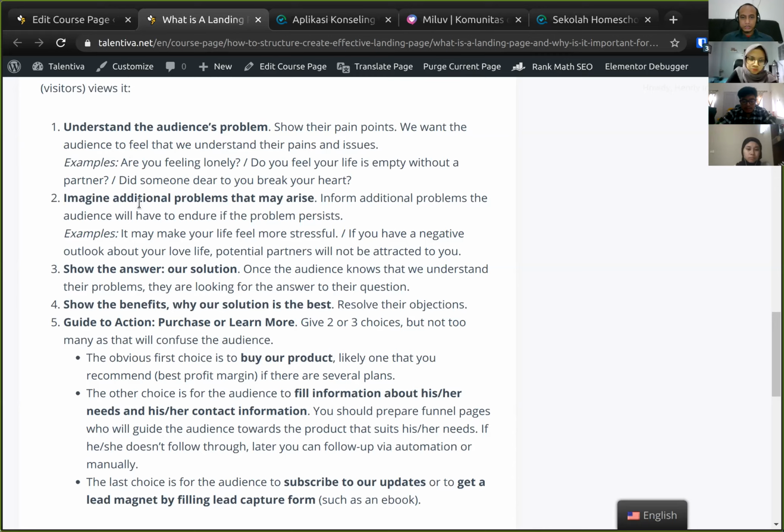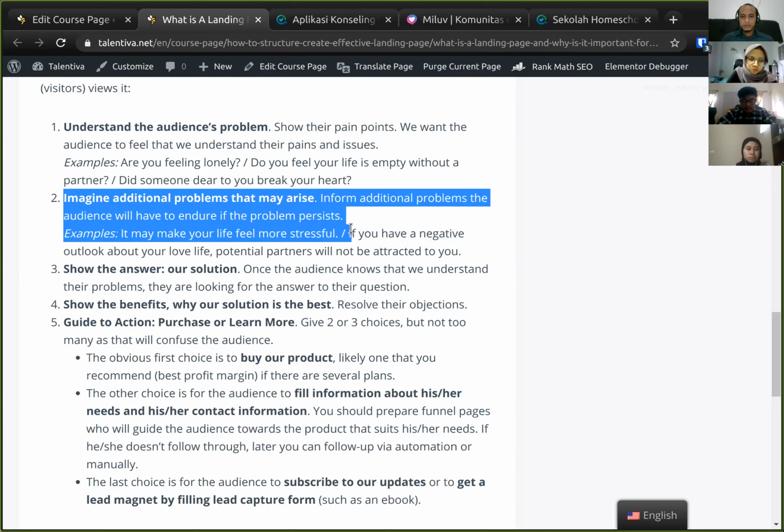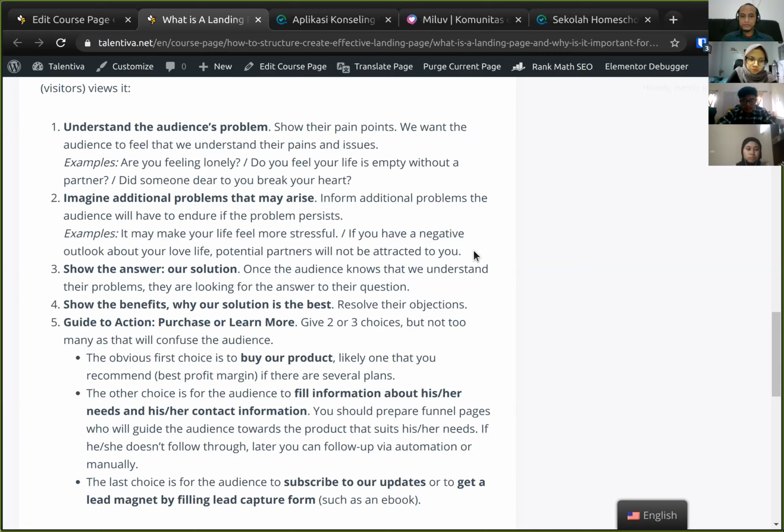So this one is exploring, and then you can also give additional problems. For example, if you are feeling lonely, then you have to be careful, you can feel depressed. Or if your child is having problems at school, if you continue that, then maybe your child will have a problem getting the university that they want, and that is a bigger problem than just not being able to learn at school.